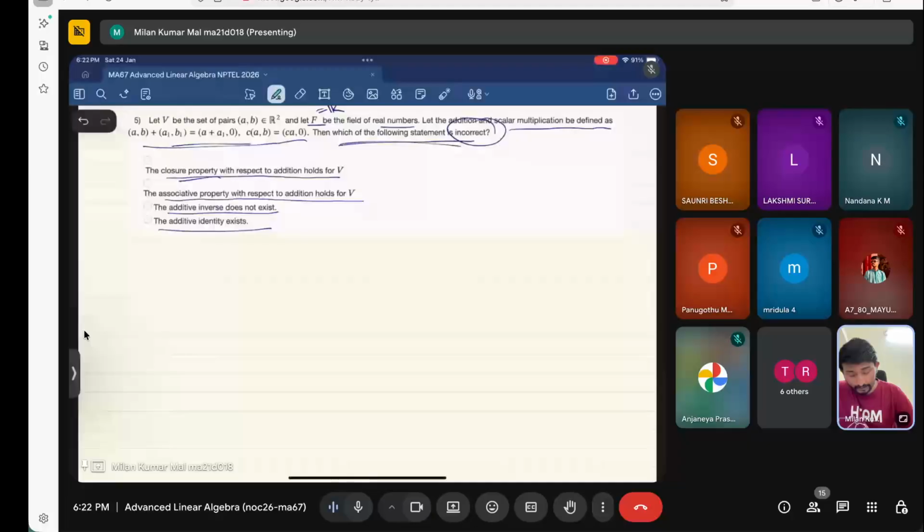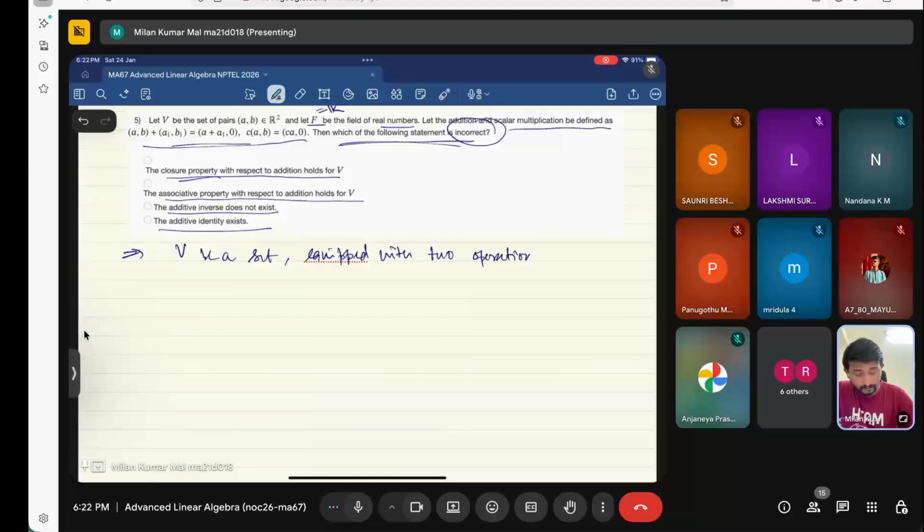So basically, here V is a set which is equipped with two binary operations, and they are addition and scalar multiplication. So what is the addition? This is in general denoted by plus, and scalar multiplication is in general denoted by dot. This is what it is.